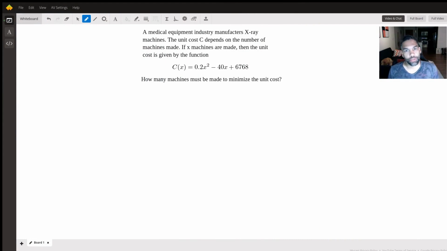I tutor a number of topics in mathematics here, but today the question that we have is an optimization problem that's going to be utilizing some calculus. The question says the medical equipment industry manufactures X-ray machines. The unit cost C depends on the number of machines made. If X machines are made, then the unit cost is given by this function that we have here. And then the question is how many machines must be made to minimize the unit cost?